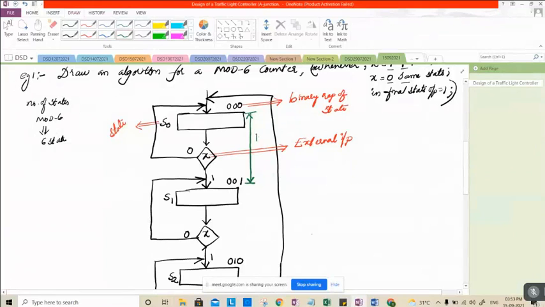Does it depend on x? How does the number of clock cycles depend on x? It is the same, right? Even if x is 0 it goes to S0, if x is equal to 1 it goes to S1. Now I am saying, how many clock cycles are required for this particular operation?